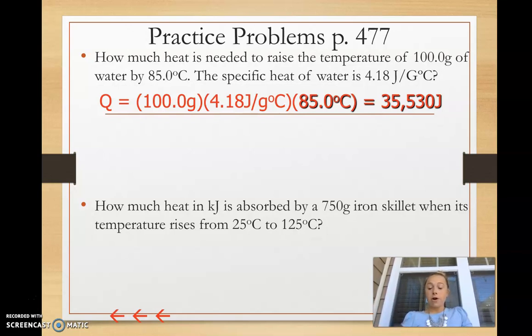So we know that our mass is going to be 750 grams. Our change in temperature, we do 125 because that is our final temperature, minus 25, and that is going to give us 100 degrees Celsius.